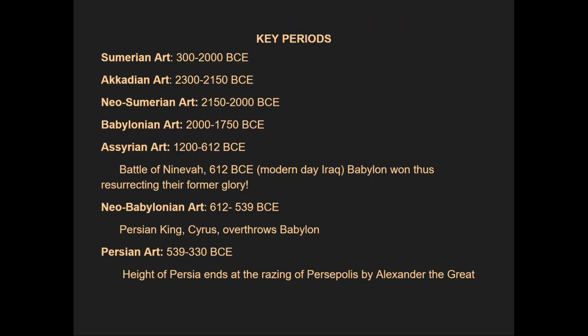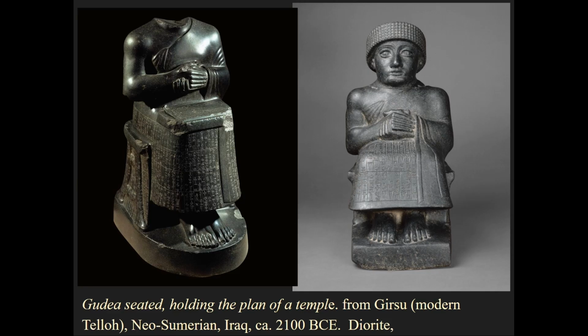Okay, so Akkadian art. Let's move into our Neo-Sumerian art. We've already talked about Sumerian art. This is a new version. So here we have Gudea seated, holding the plan of a temple, the image on the left. The image on the right is a different version of this statue. We found about 26 thus far, but I just wanted to show what his head would have looked like had it still been attached. This is a leader. This is Gudea. This is the king of this Neo-Sumerian culture.